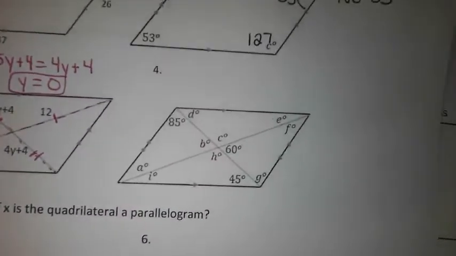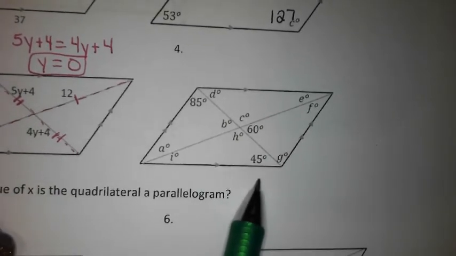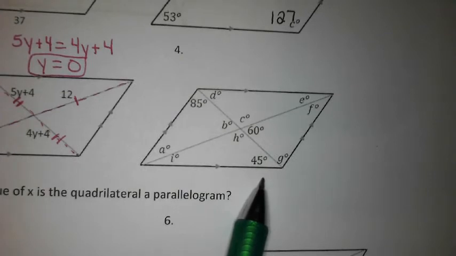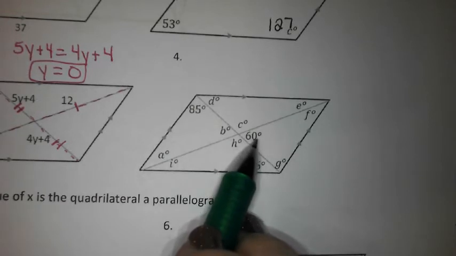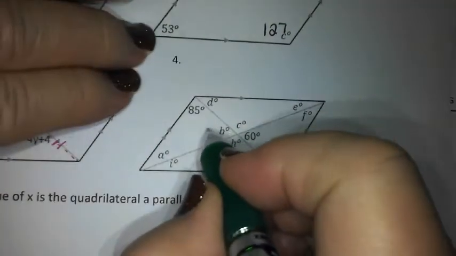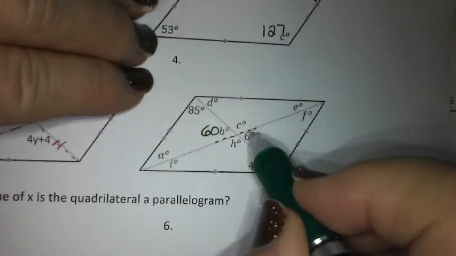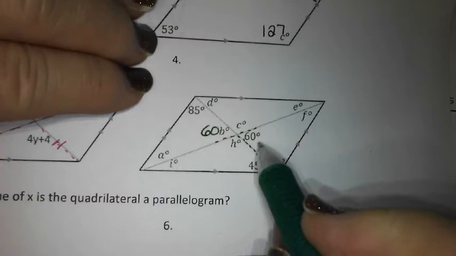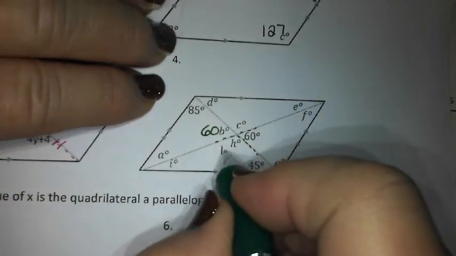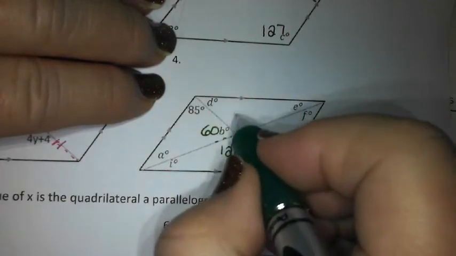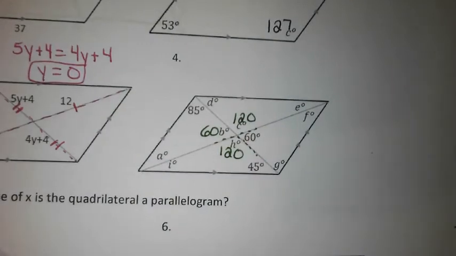Number 4. Wow, they're asking us to find a lot of different things here. I'm going to start in the middle because I know this is 60. Remember, vertical angles are congruent, so B must be 60. And if I look at this set of angles, notice that that is a linear pair. So 60 and H would have to add up to 180. So H is 120, and C, since vertical angles are congruent, is also 120.